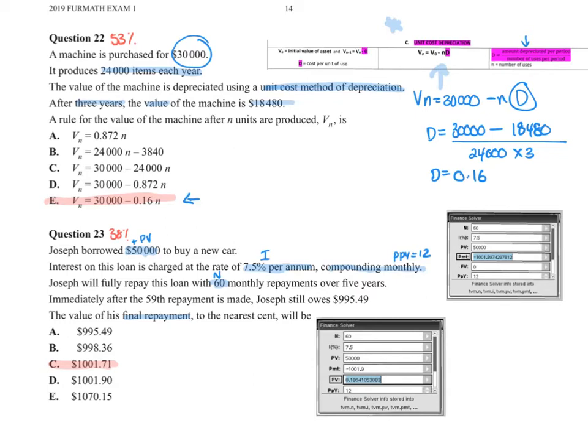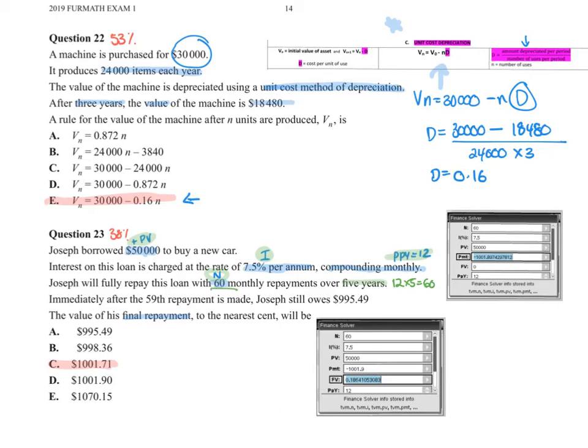Okay, looking at question 23, Joseph borrows 50,000, so it's a positive PV, to buy a new car. The interest on this loan is charged at a rate of 7.5% per annum. So in Finance Solver, that's the I, and compounding monthly, PPY is 12. Joseph will fully repay the loan in 60 months. So that's N would be 60, and 60 monthly payments over 5 years. So 5 years is actually, if you do 12 times 5, it's 60. So they've pretty much already said that.